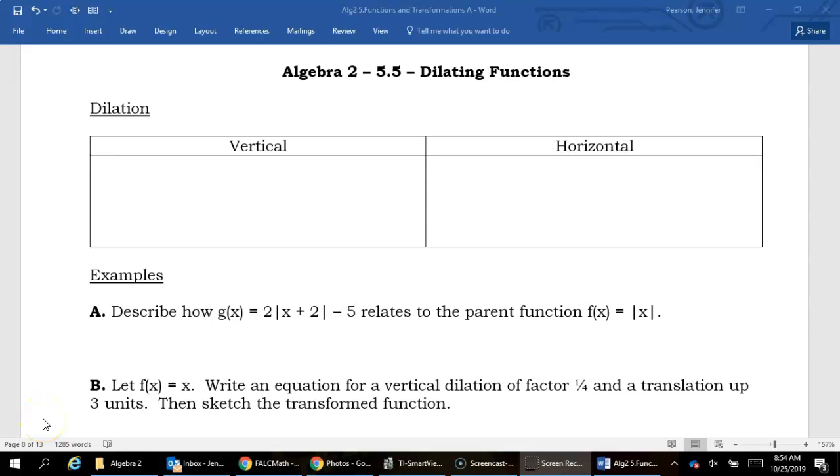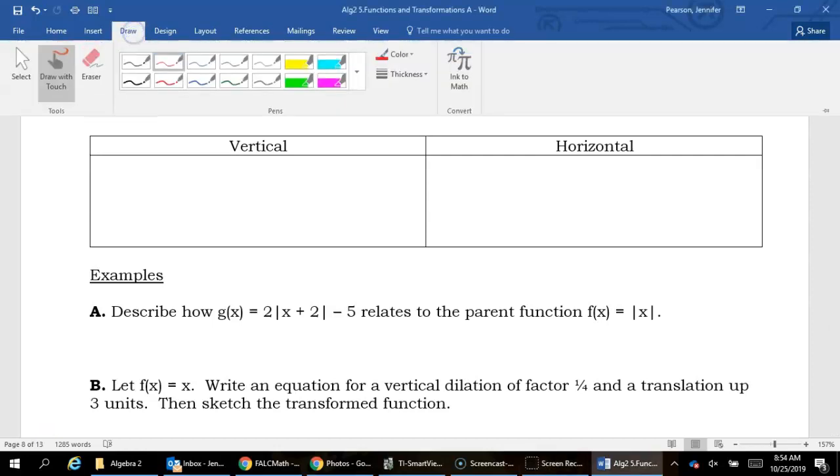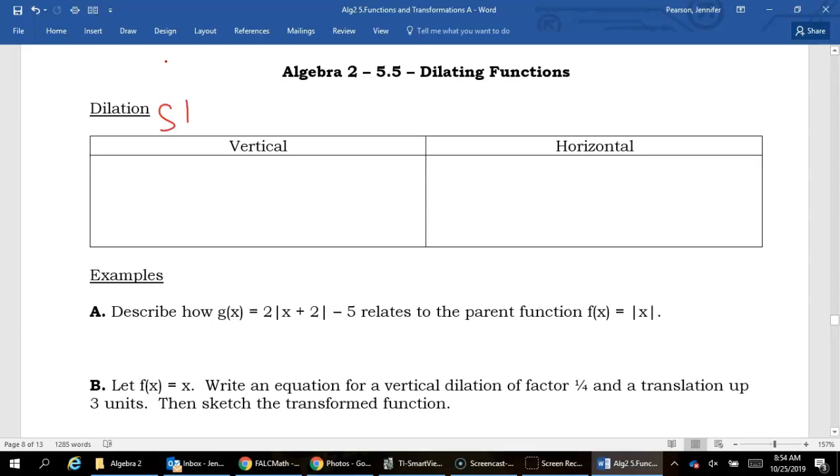This is Algebra 2, Lesson 5.5, Dilating Functions. So dilation is a fancy way to say stretch. And we're going to do that using multiplication.